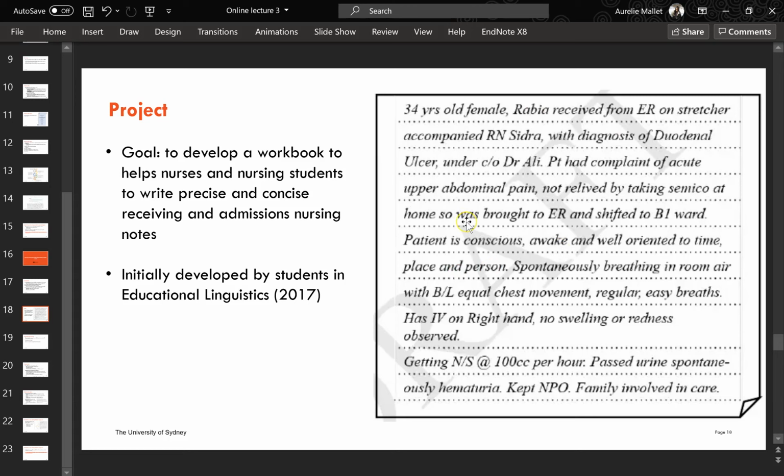So this is an example of what a nursing note looks like. This is an actual real life example. "34-year-old female, Rabia, received from ER on stretcher, accompanied NR Sidra with diagnosis of blah blah blah." Of course, this might not make a lot of sense to us because we're not nurses or we don't work in the healthcare profession. But that was the goal: to develop a workbook so that nurses and nursing students could write something like this.